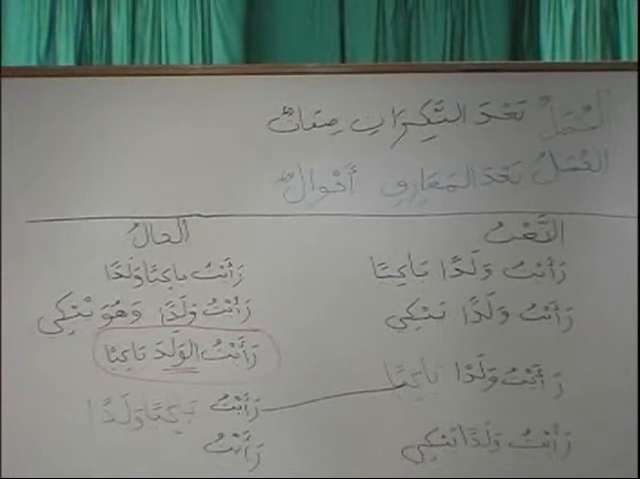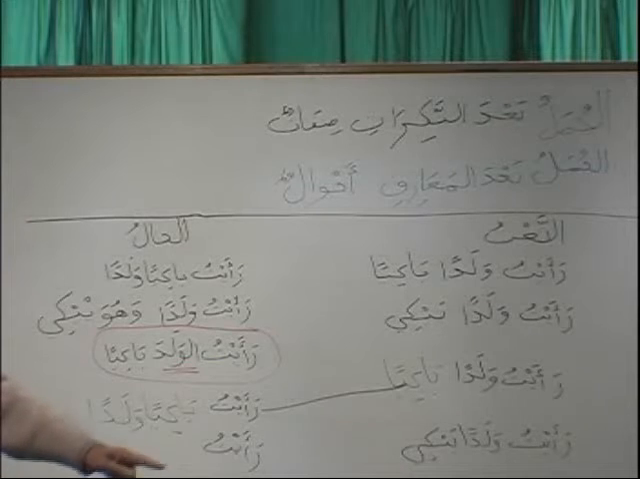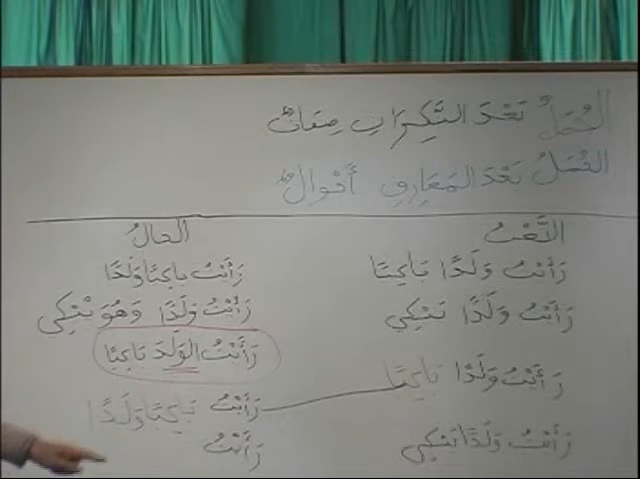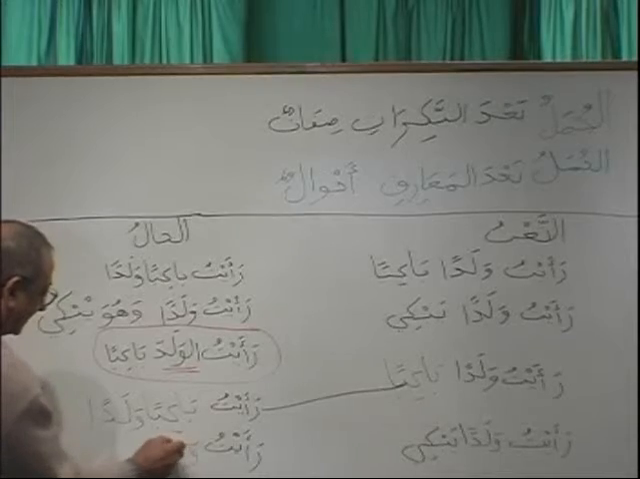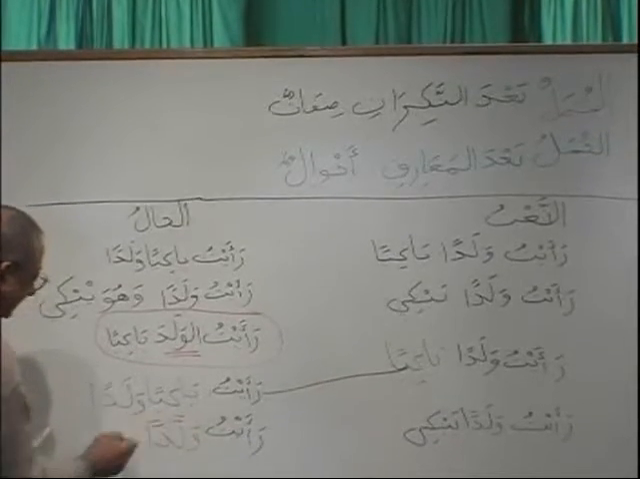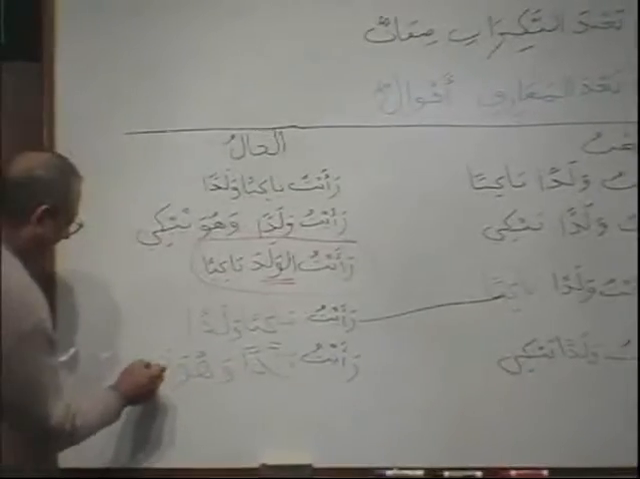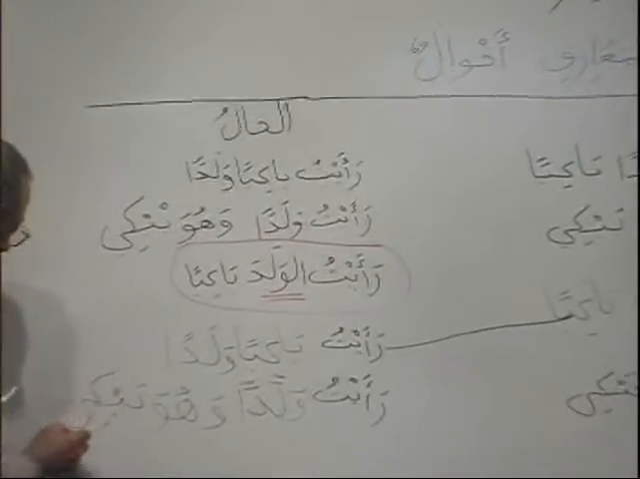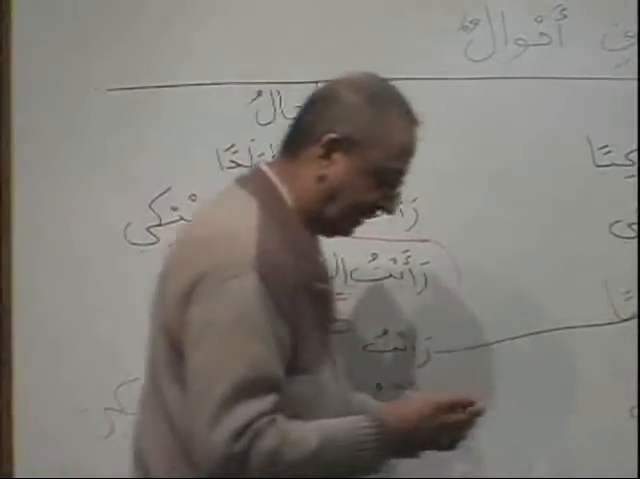Now, next sentence, brother. Ra'aytu waladan yabki. What is yabki there? Jumla fi'liya. But what is it? Naat, because it is coming after an indefinite noun. Are you with me, brothers and sisters? Fine. Now what will you do? Ra'aytu, make it into hal. Ra'aytu waladan wa huwa yabki. Are you with me, brothers and sisters? Inshallah.